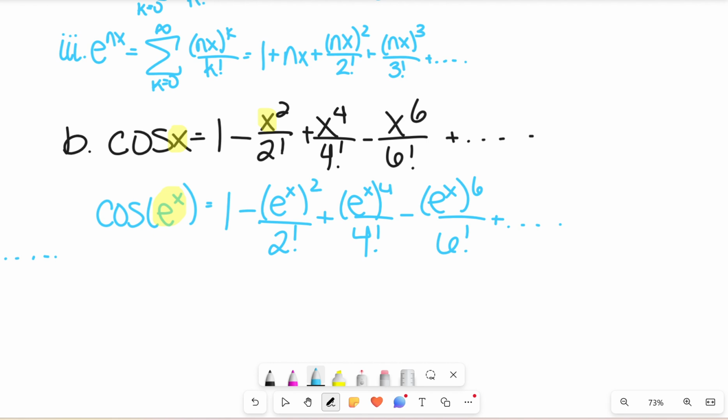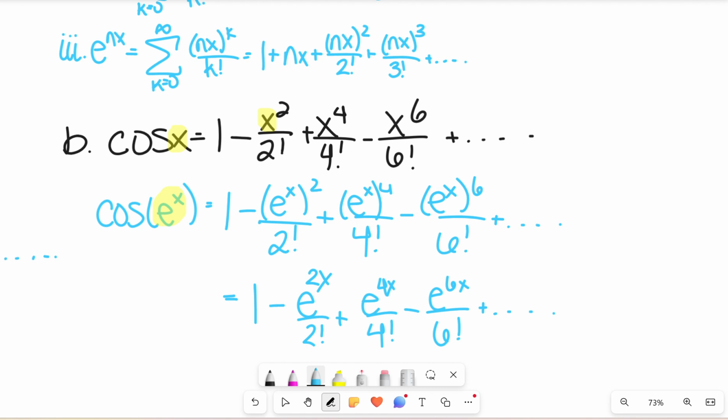Now I want this ideally to be in summation form, so I'm going to do whatever I can to get this into summation form. So the first thing that I'm going to do is simplify my numerators just a little bit. So I'm going to have e to the 2x over 2 factorial plus e to the 4x over 4 factorial, and then e to the 6x over 6 factorial.